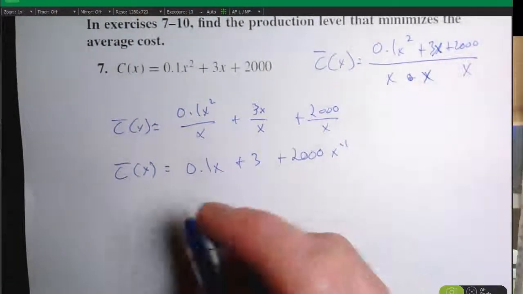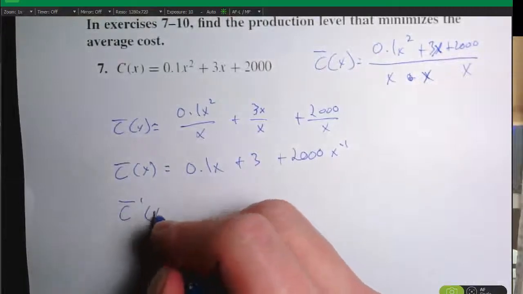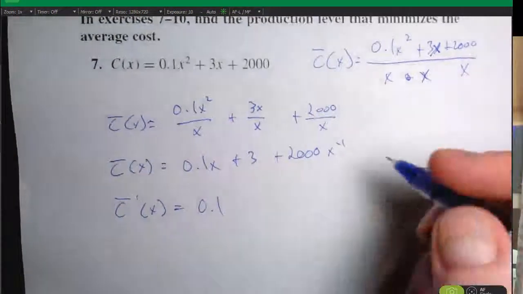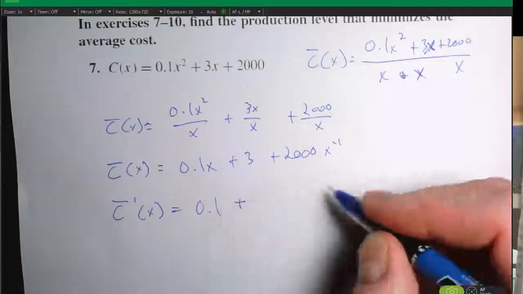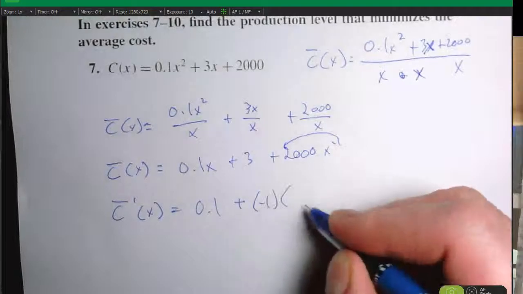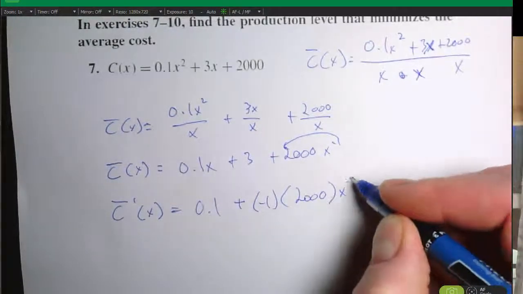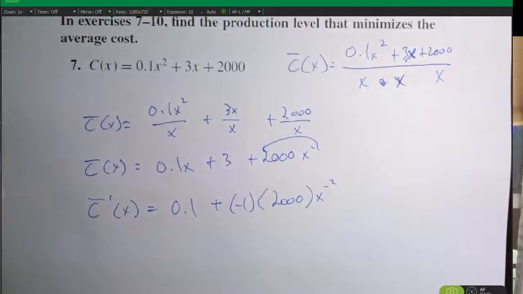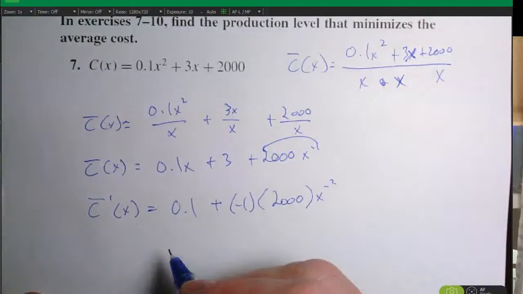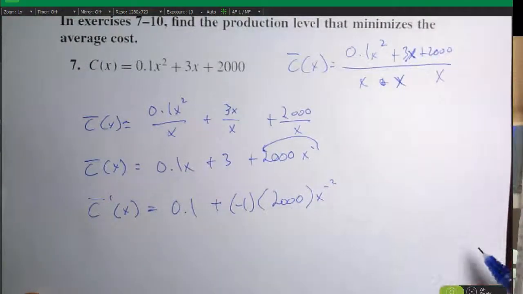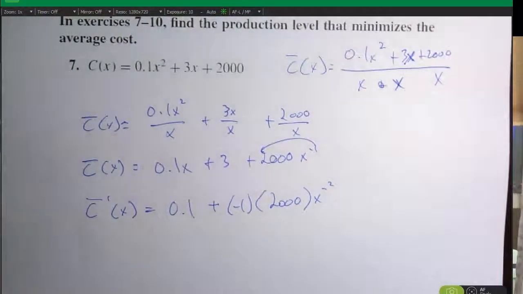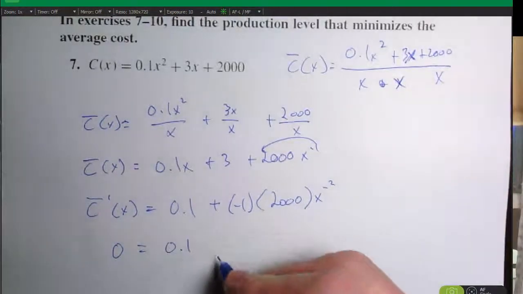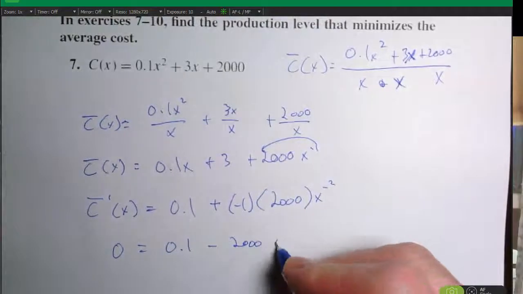So plus 2000x to the negative 1. When we go to do our derivative, the 0.1x just becomes 0.1. The 3 drops off. This becomes then plus negative 1 times 2000x to the negative second when I subtract an exponent. And again, this is going to be really easy for us to solve. So this is the derivative. I can make it minus 2000x to the negative second if I'd like, but it's the same idea. So 0 equals 0.1 minus 2000x to the negative second.